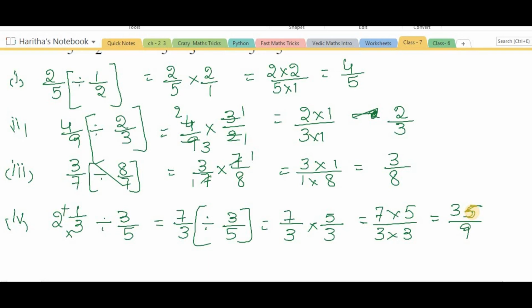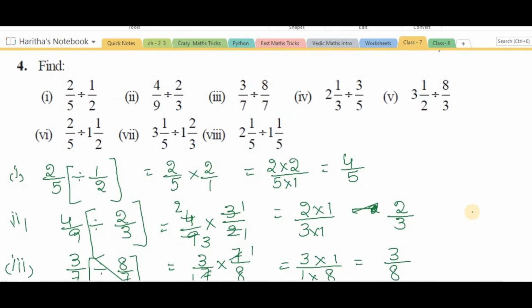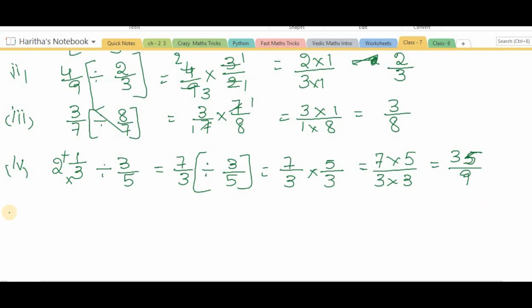Okay students, I think you are understanding this. Now we'll move on to the next bit. The fifth question is 3 1/2 divided by 8/3. First we have to convert the mixed fraction into an improper fraction. 3 2s are 6 plus 1, 7/2 divided by 8/3.